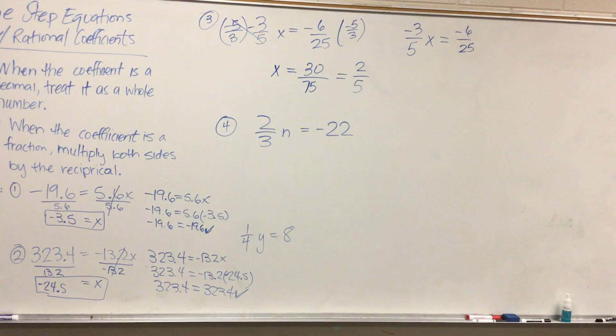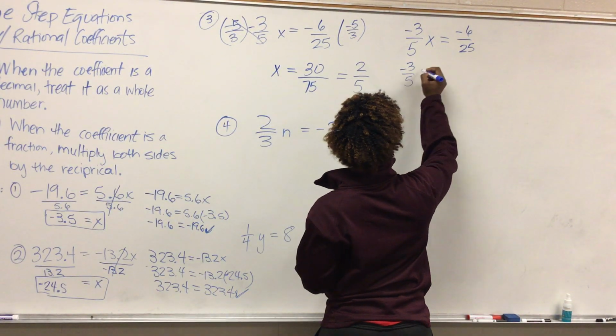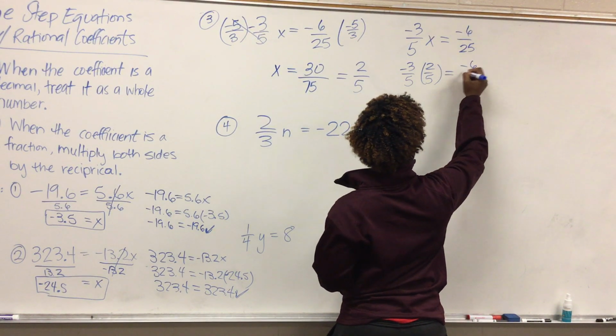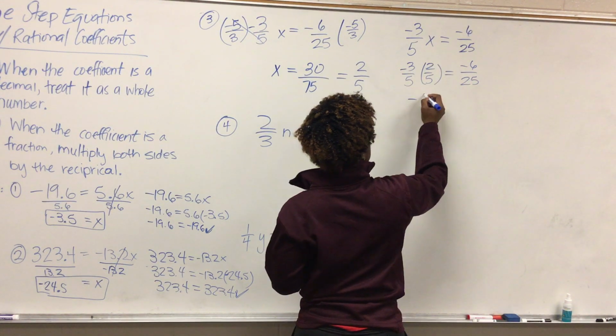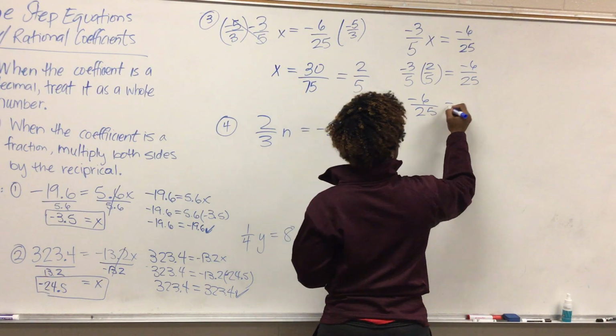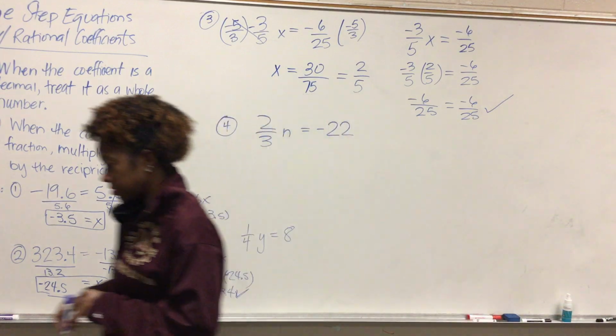Now, sub in x for your answer. Negative 3 over 5 times 2/5 should equal negative 6 over 25. So I have negative 3 times 2, which is negative 6. 5 times 5 is 25, and that does equal negative 6 over 25.